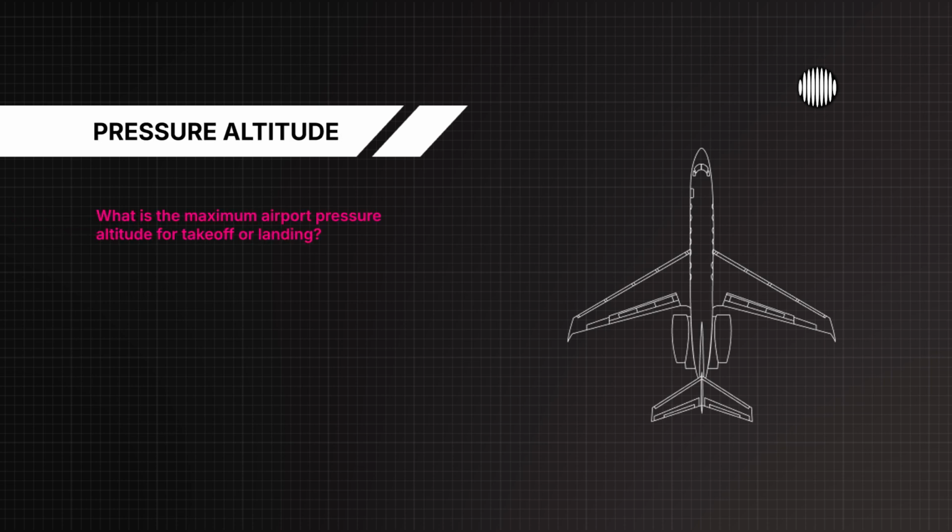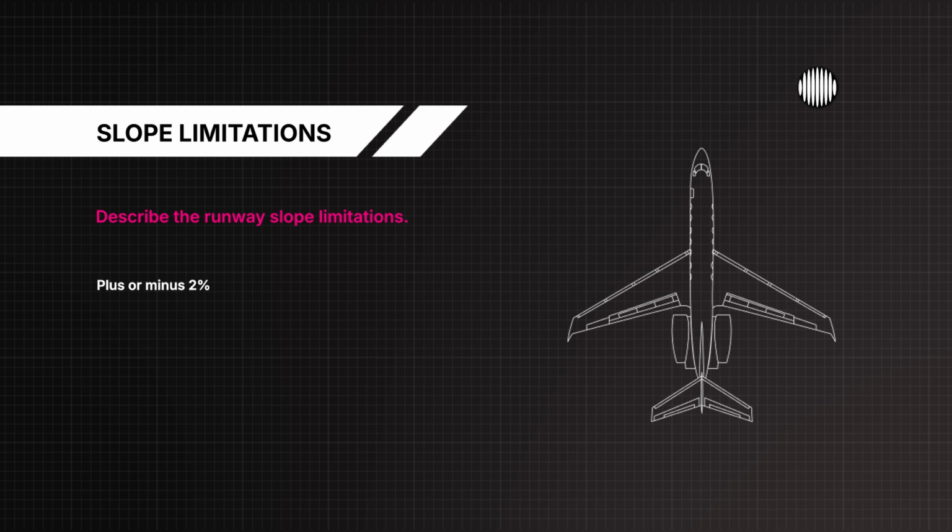What is the maximum airport pressure altitude for takeoff or landing? 15,000 feet field elevation. Describe the runway slope limitations. Plus or minus 2%.